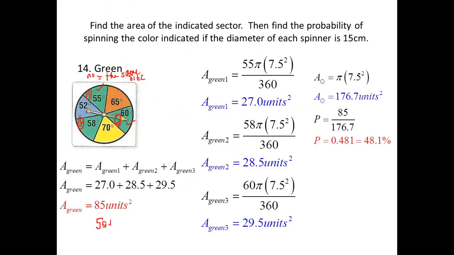55 plus 58 plus 60 gives you 173. Then plugged in 173 times pi times 7.5 squared over 360. And that would give you approximately that amount. Now there may be round off error, but it should have been about the same. Okay?